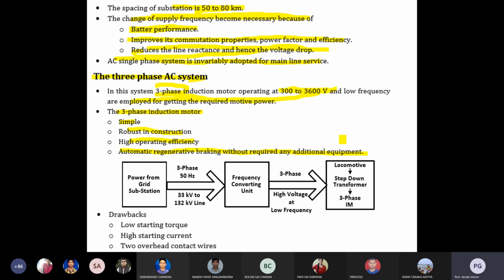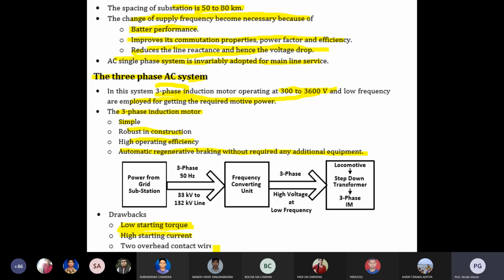Regeneration will also be there without additional equipment. But the drawback is the starting torque. The starting current, the inrush current for an induction motor, is very high, and the starting torque is comparatively less than your DC series motor.